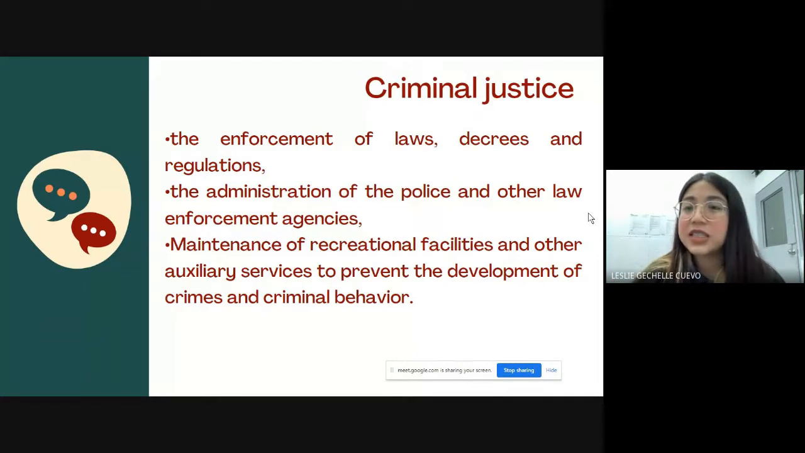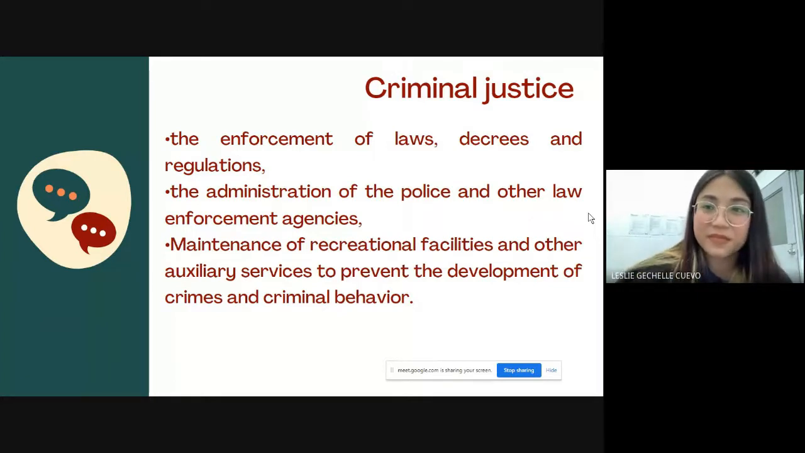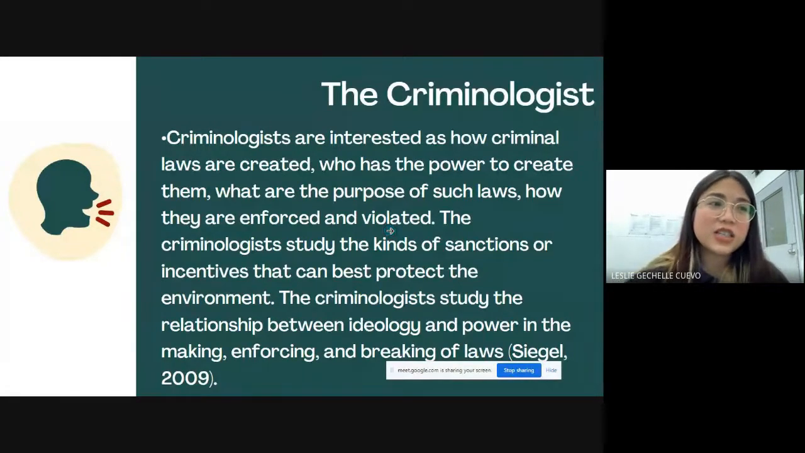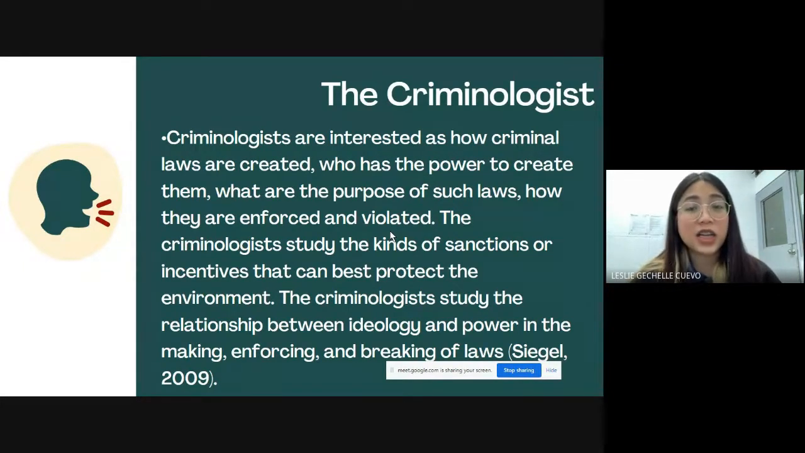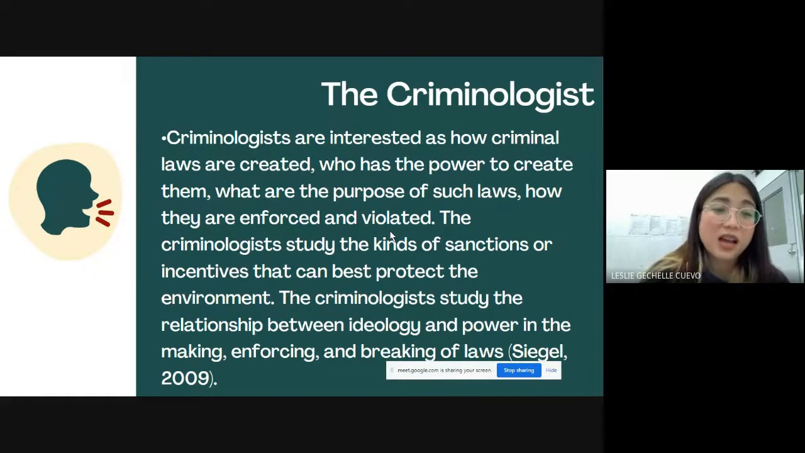Okay. Next is criminologist. Sino yon? Yan. Criminologists are interested at how criminal laws are created, who has the power to create them, what are the purpose of such laws, how they are enforced and violated. In short, ang isang criminologist, pakilamero. Pinapakilaban niya lahat. Bakit ginagawa ang isang batas, ang isang criminal law? Para saan ito? Kailangan ba ng bagong batas para ma-prevent ang ibang uri ng criminals?